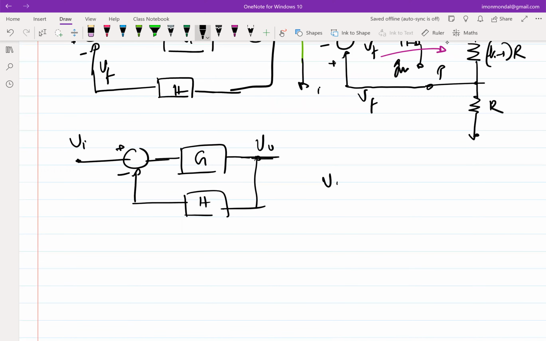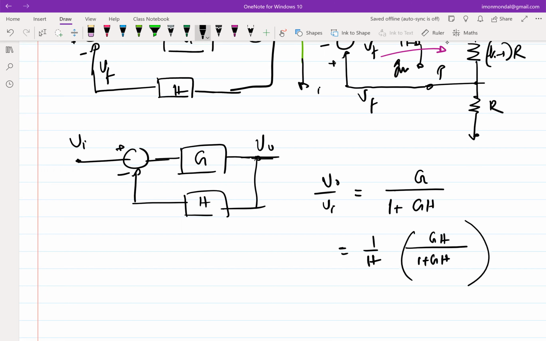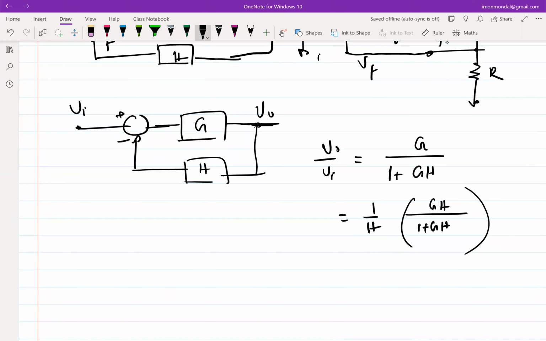So now my V naught over Vi is G by 1 plus GH. Many times we like to express this in this format, 1 by H. The reason we like to express it in this format is because GH is the loop gain, right? So this is 1 over H, L by 1 plus L.